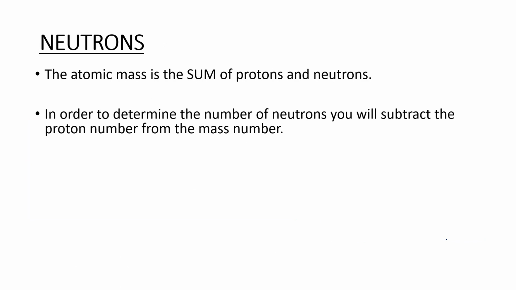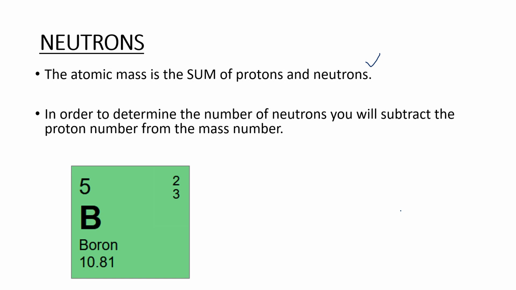Neutrons. You cannot look at the periodic table. The number of neutrons is not directly on the periodic table. You have to do a little bit of math to come up with the neutrons. The atomic mass is the sum of protons and neutrons. So if you know the mass and you know the protons, you can calculate the neutrons by doing a quick little subtraction, and this is where the calculator might come in handy.